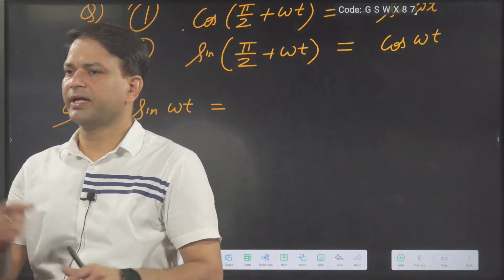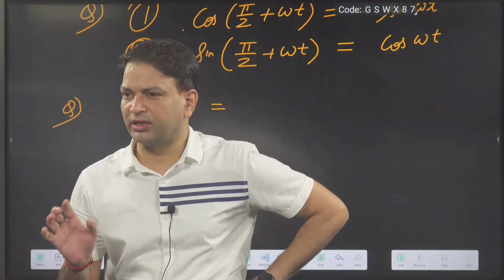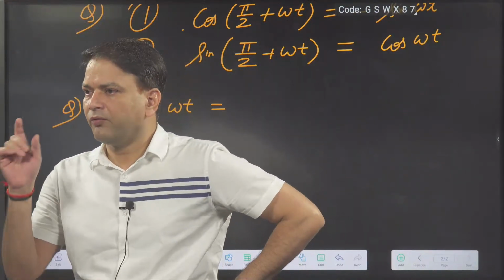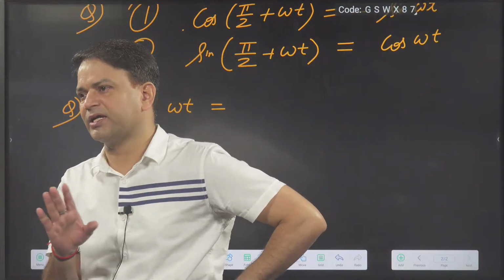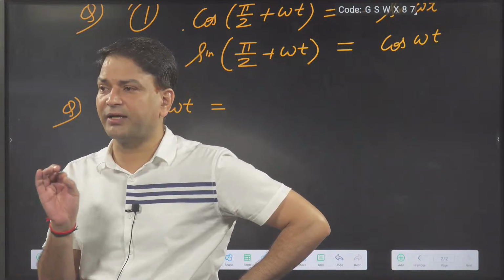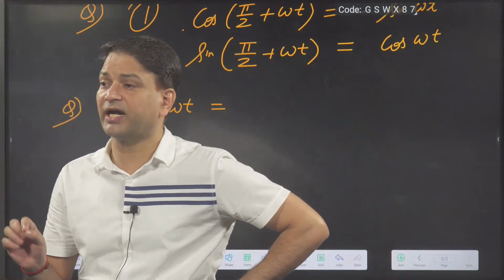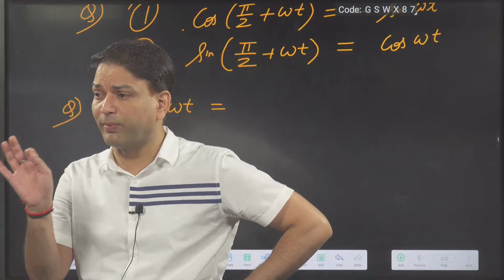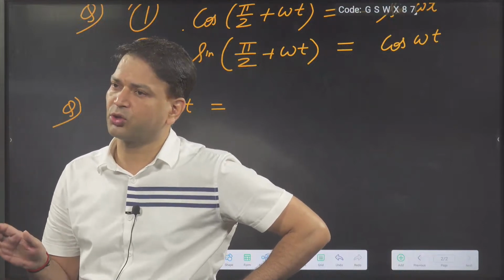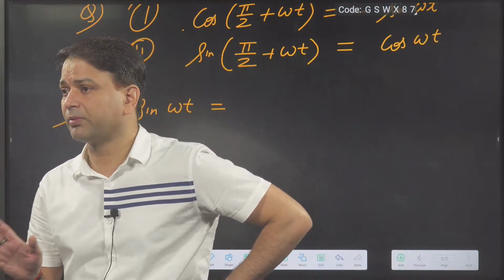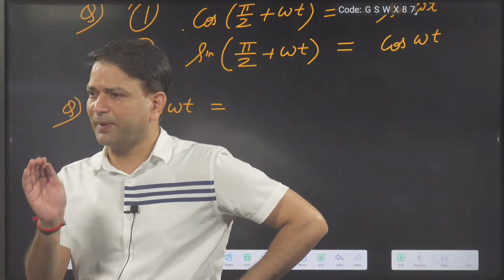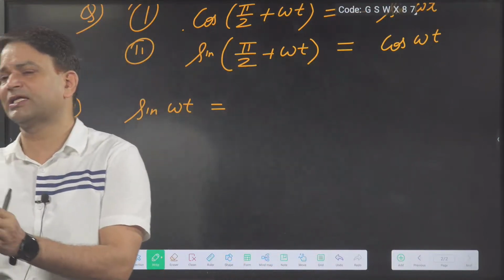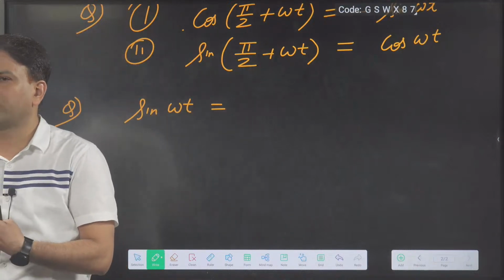One thing: when we use 90 minus, pi by 2 minus, it means first quadrant, and in the first quadrant all trigonometric ratios are positive. So when we write pi by 2 minus, there is no need to think about the sign, because pi by 2 minus means first quadrant and all are positive. Everybody getting it or not?